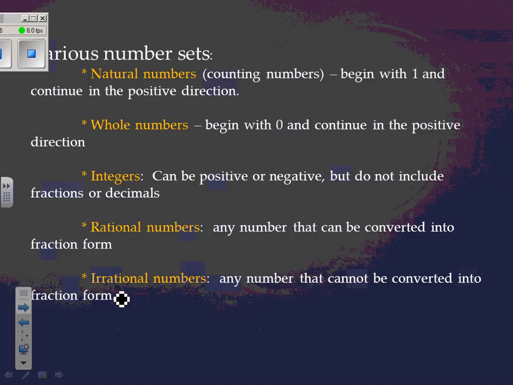Now, once we get to rational numbers, the 4th one on the screen, all rational numbers can be turned into fraction form. Technically, that's called a over b form. Most of the numbers that we play around with are going to be able to do this. Irrational numbers are numbers that cannot be converted into fraction form. We have very few things that are irrational.